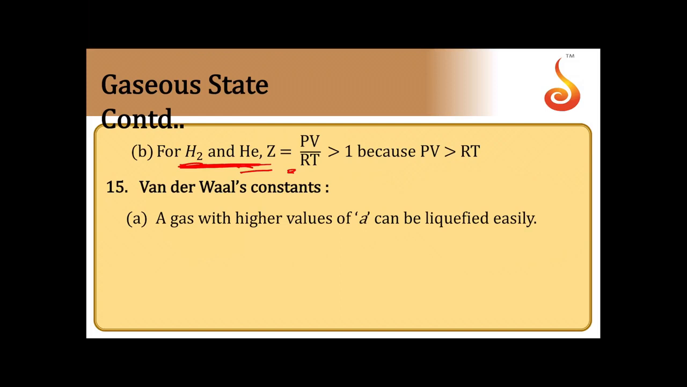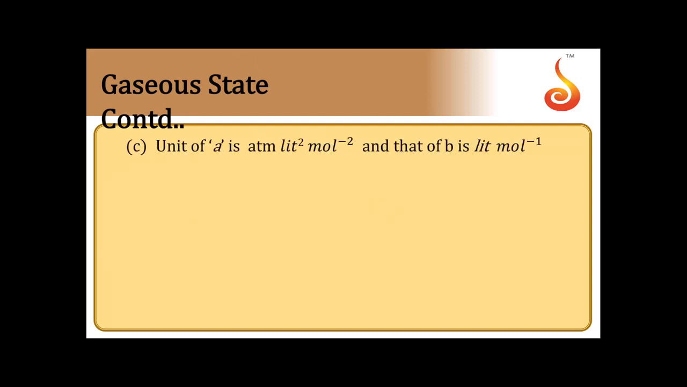Then the van der Waals constants. In the van der Waals equation we have the values A and B. Those two are called van der Waals constants. Let us see the significance of the van der Waals constants. The term a n square by V square signifies the attractive forces between the molecules. Therefore, the term A gives the force of attraction. So, the higher the value of A, we can say the gas can be easily liquefied.